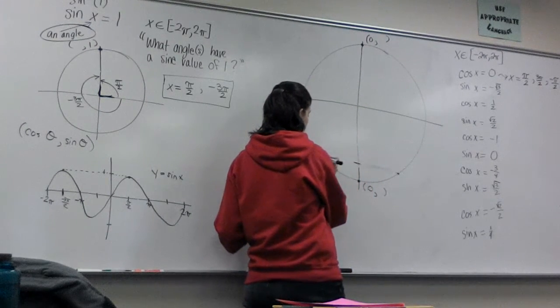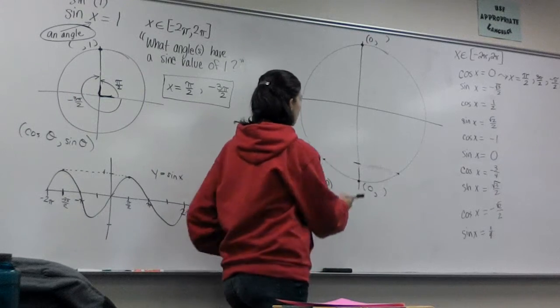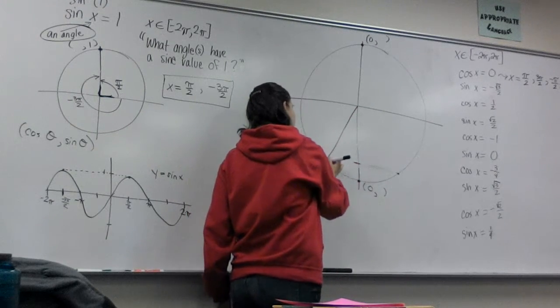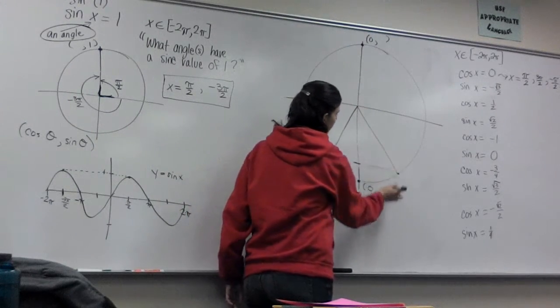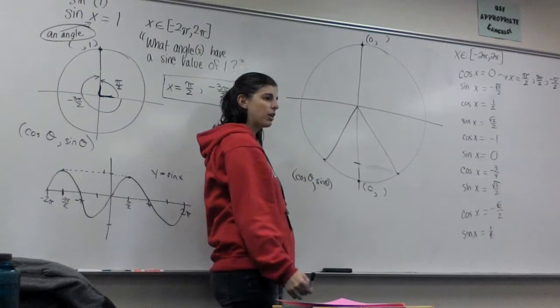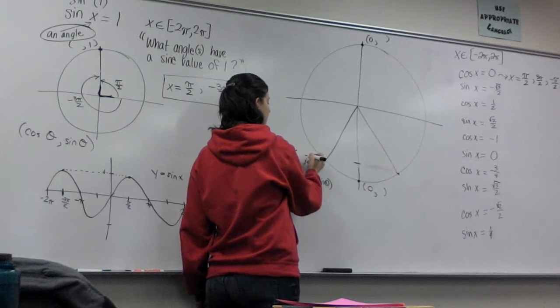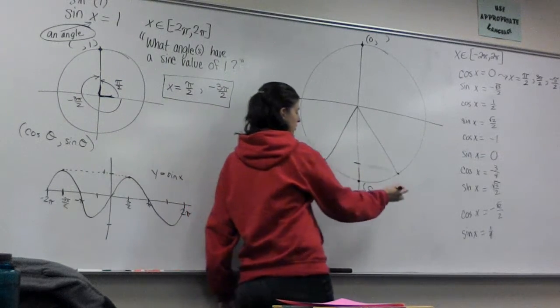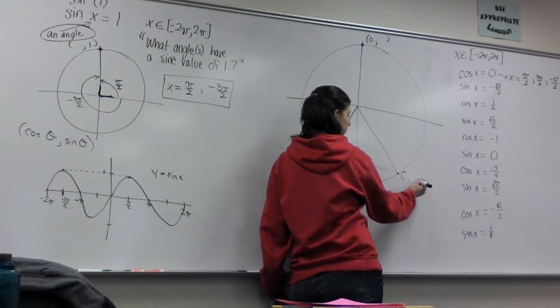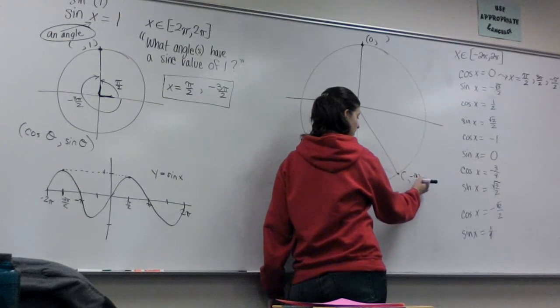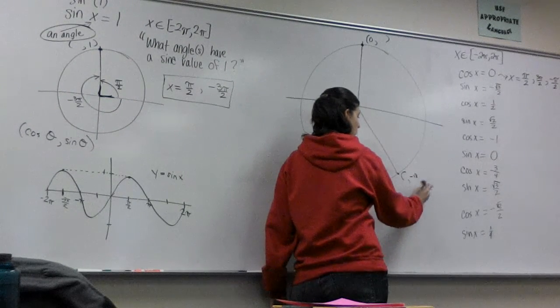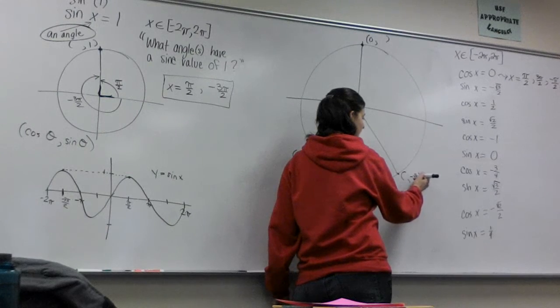And over here. All right, so those two angles are what? What are those two angle positions? They both have a second number of negative square root of 3 over 2. What angle measures give me that?